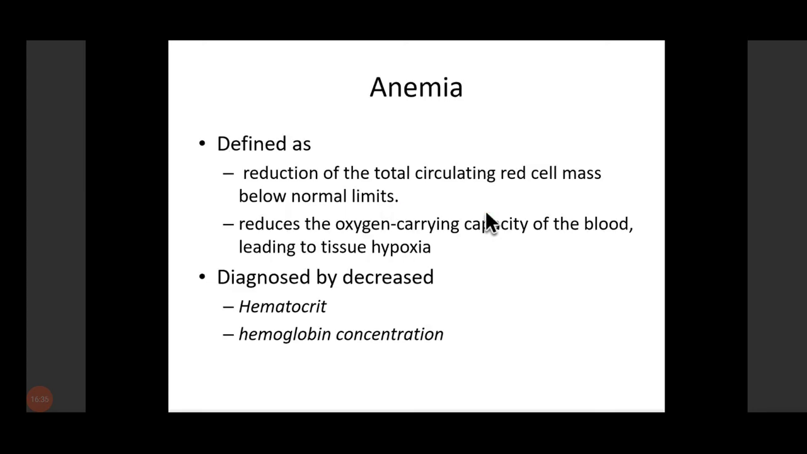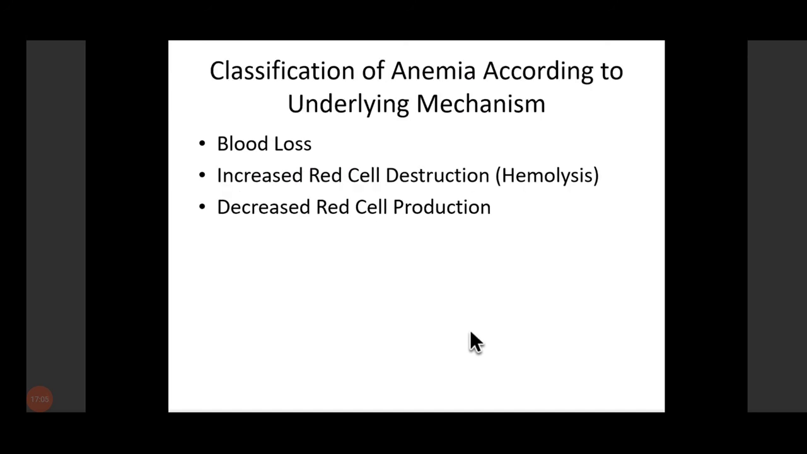Coming on to the main topic of the day, that is anemias. What do you understand by anemias? Anemia is defined as a reduction in the total circulating red cell mass below the normal limit. You should know it is appropriate for the age and for the sex, because it is different for a pediatric age group, for an adult, and there is a difference between the male and the female. What happens is that it reduces the oxygen carrying capacity of the blood, thereby leading to tissue hypoxia. It is diagnosed by a decrease in hematocrit or hemoglobin concentration.